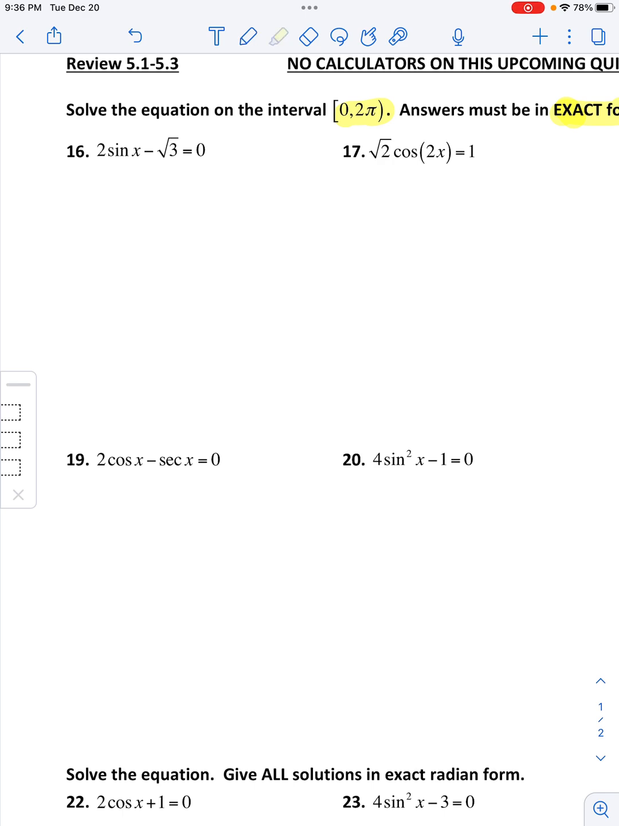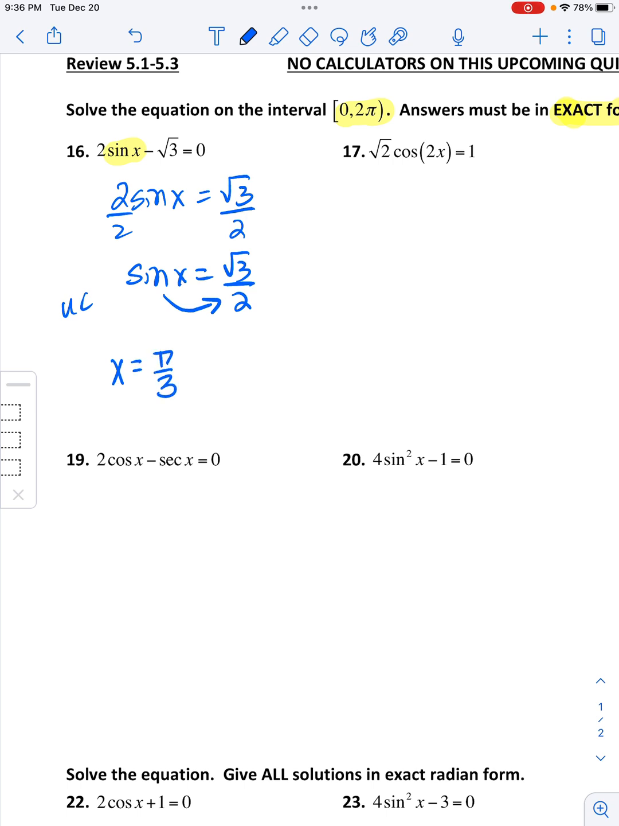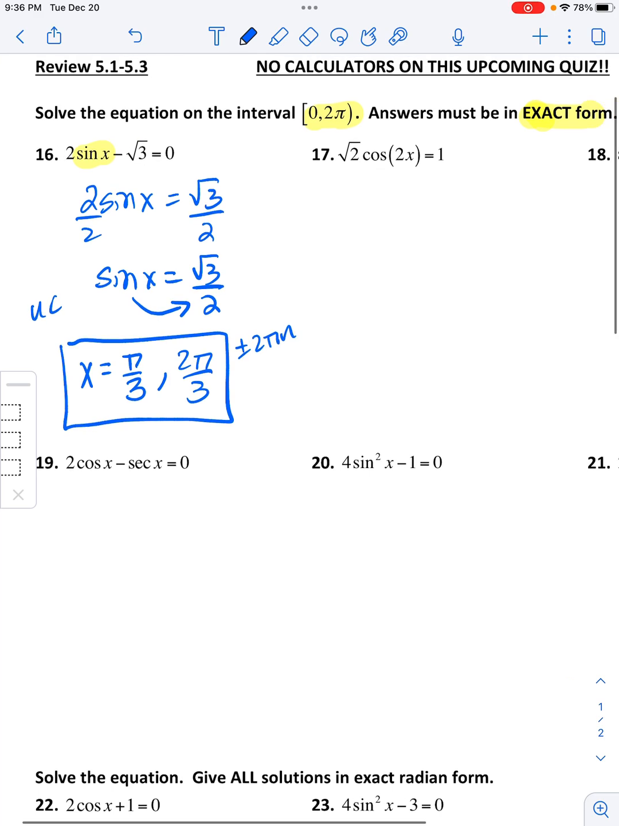So I need to get my trig function alone. This one's pretty straightforward. So I'll have 2 sine x equals root 3 when I move it over, dividing both sides by 2. I'll have sine x equals root 3 over 2, and I'll go to my unit circle and see where that is true. And so I don't have a unit circle here, so I actually have to think. It's annoying. Pi thirds, and then 2 pi thirds. It doesn't ask for the general form. If it did, I would put plus or minus 2 pi n because it's a sine function.